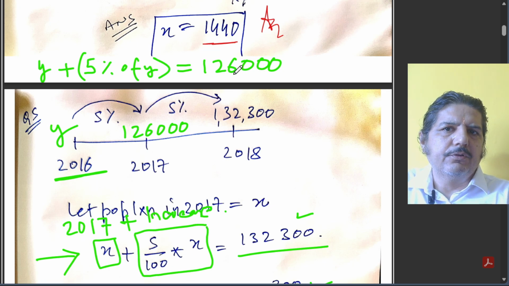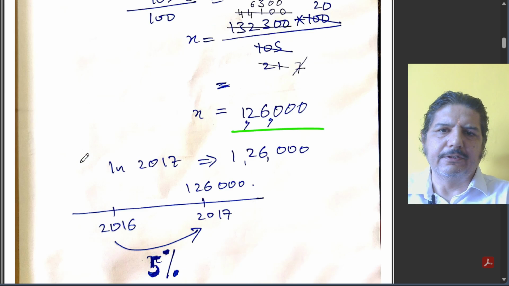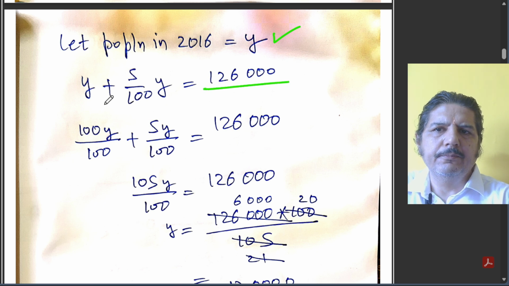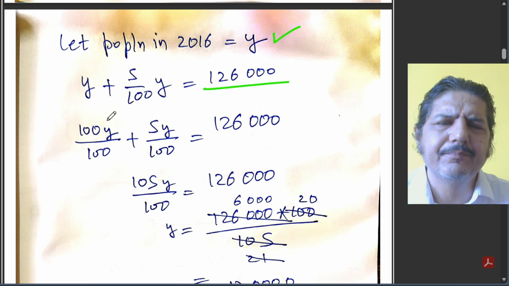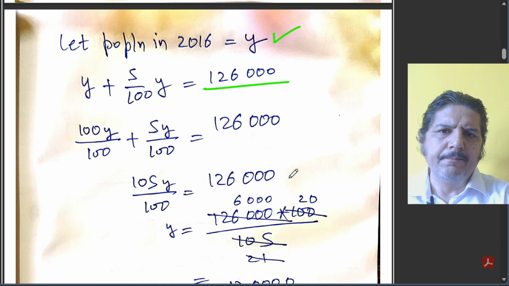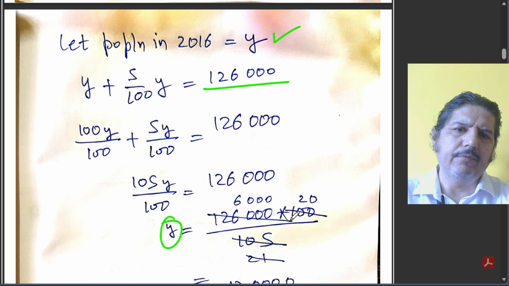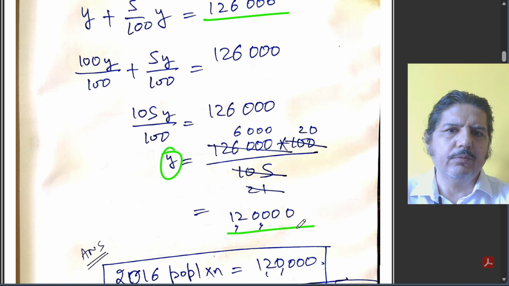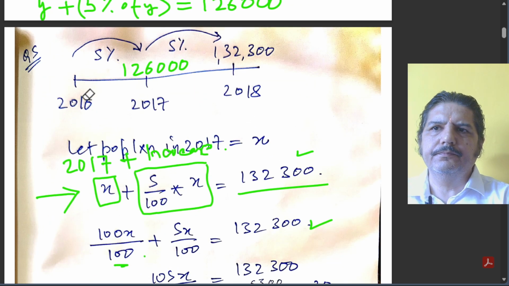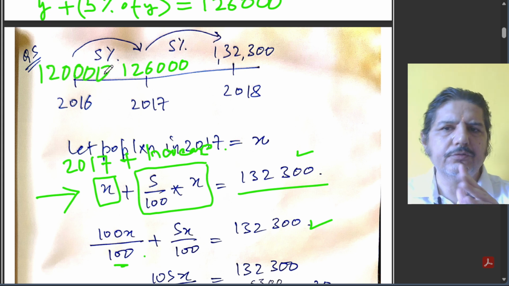So y plus 5% of y is equal to 1,26,000, and now in this case the y is the population in 2016. So let population in 2016 be y. So y plus 5 upon 100 y is equal to 1,26,000. I have written this y as 100y upon 100, just to make the addition of these two simpler, and then I calculate for y, and y is equal to 1,20,000. So 1,20,000 is the population in 2016.